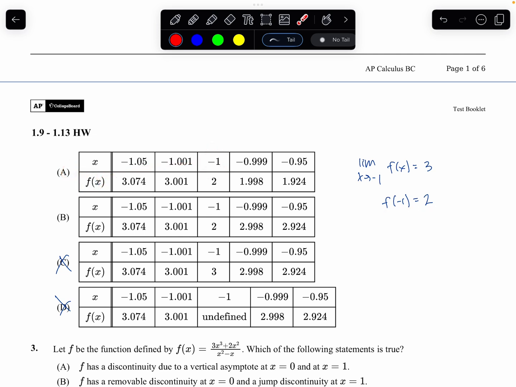Okay, now we just need to make sure that the limit checks out. So the limit from the left side needs to be 3. It looks like that's what it's going to for both this side and the other side. Now on this side, as x approaches negative 1, it should be 3. That looks like it's 2. So it should be B right there. Okay.